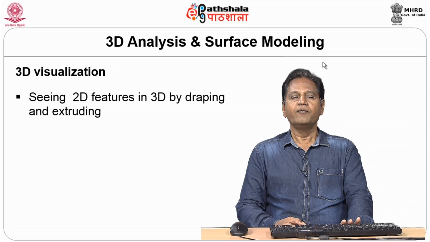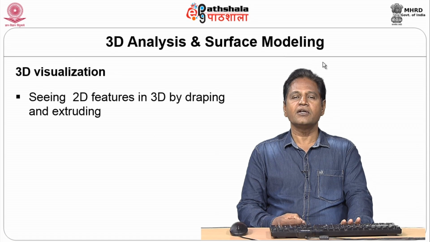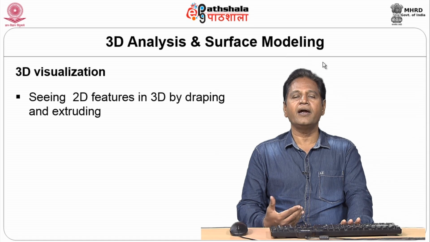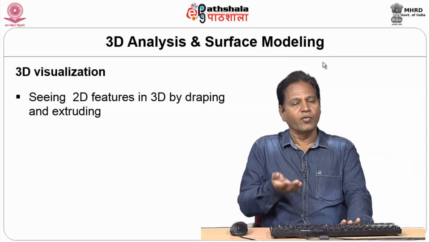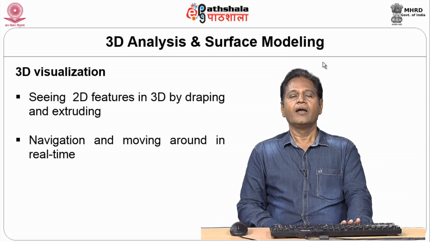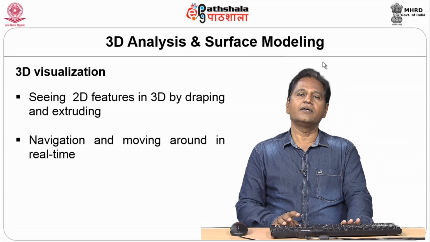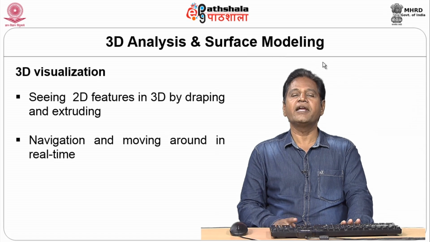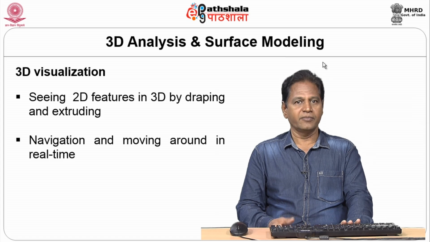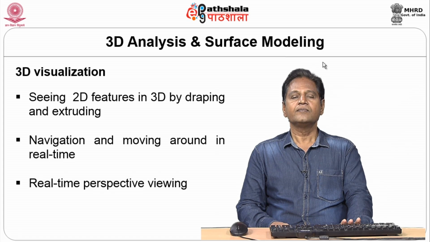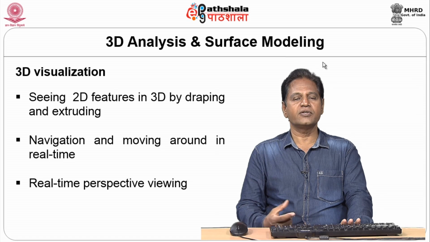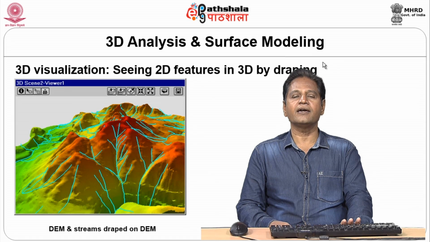About visualization, I am telling you how you can superimpose and visualize the data. We are trying to superimpose 2D data in 3D by draping and extruding. Extruding means protruding over the surface. You can also go around the object or the map, navigation, moving around in real time. That is one good example. And we can also go for real-time perspective viewing. This is the way in which you can visualize the data.